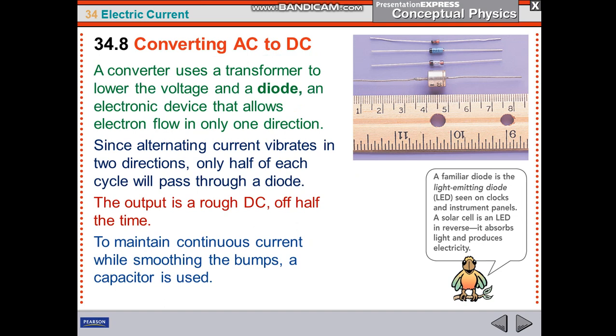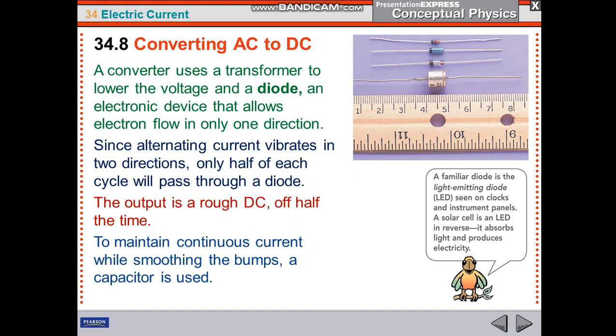Since alternating current vibrates in two directions, only half of each cycle will pass through a diode. So the output is a rough DC of half the time. To maintain continuous current while smoothing the bumps, a capacitor is used. So there is a third one to smoothen the path of the electrons, that is a capacitor.